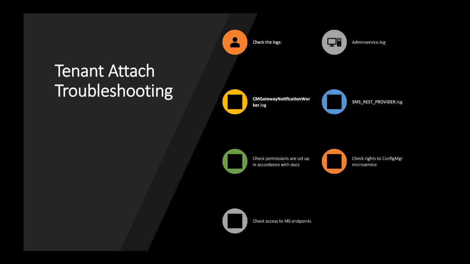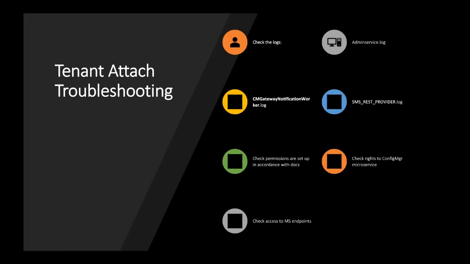When it comes to troubleshooting, and trust me, I've troubleshot Tenant Attach on a few occasions in my lab, thanks to dodgy networking, we have the luxury of ConfigMgr logs. So I've highlighted the 3 logs really that we need to take a look at: the admin service, the CM gateway notification worker, and the SMS REST provider logs. They're all on the site server. I'll show you the admin service log churn away, hopefully, when I click on a Tenant Attach feature. And as I mentioned before, it's really around permissioning and rights and access for everything else to tie together and work.